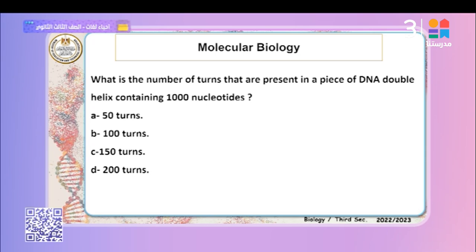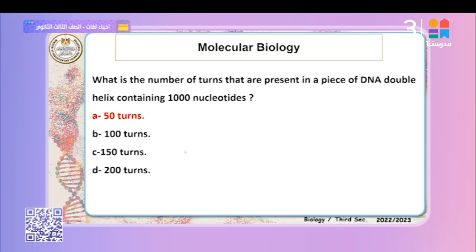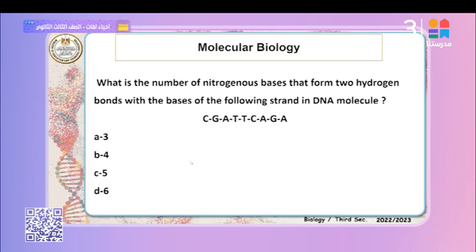Number of turns: each turn contains 20 nucleotides. Number of turns, 1,000 divided by 20 equals 50 turns. The best answer is 50 turns. That's right. Another question.